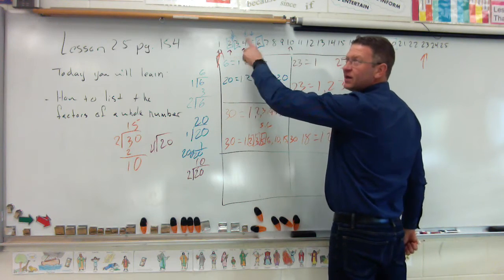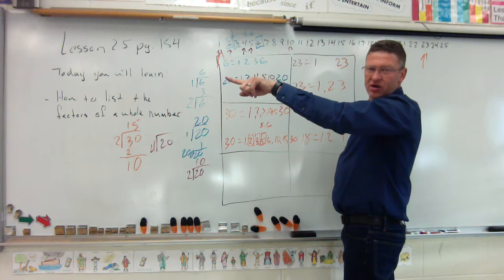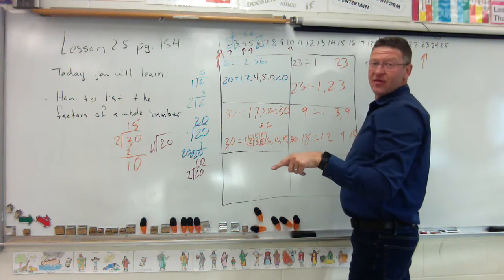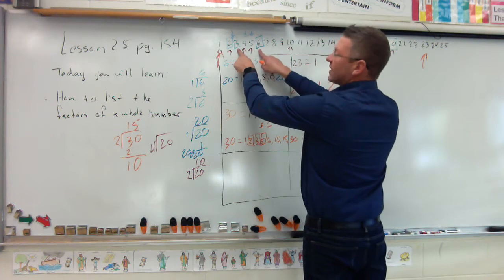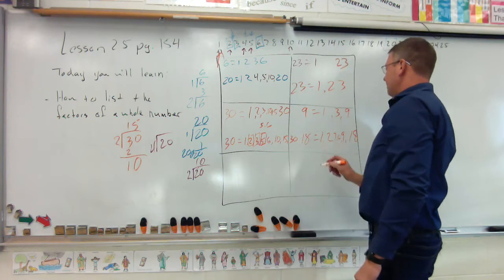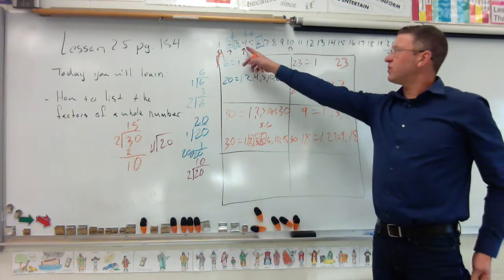How about 3? Does 3 go into 18? 3, 6. I'm just sliding down my chart. Now you're sliding down yours. 3, 6, 9, 12, 15, 18. Yeah, 3 times what? 3 times 6. So 3 and 6. And now I have them all. 4 doesn't go in there and 5 doesn't go in there.